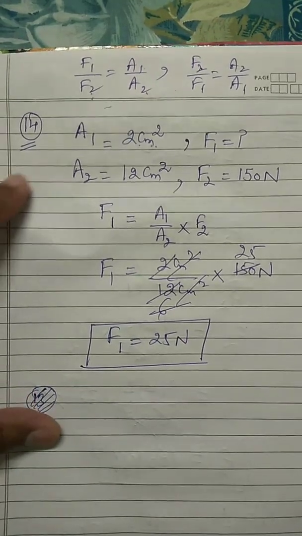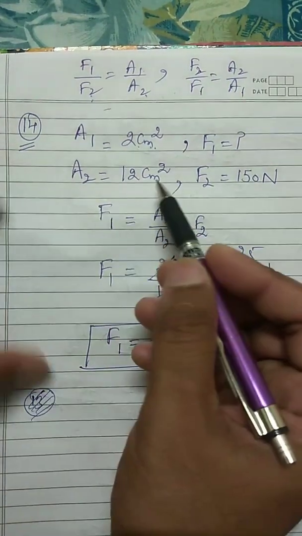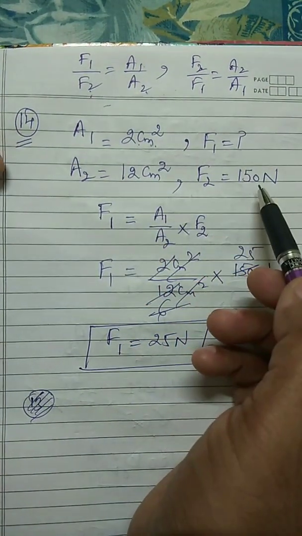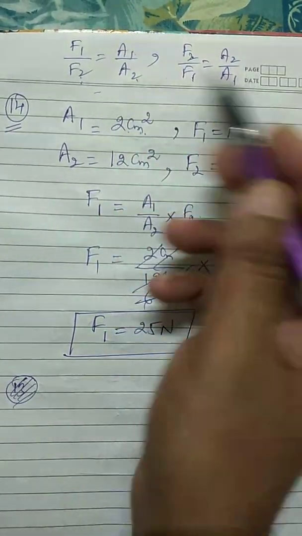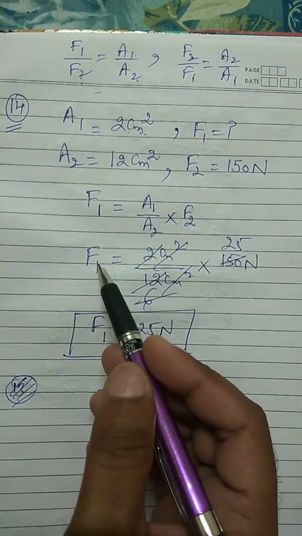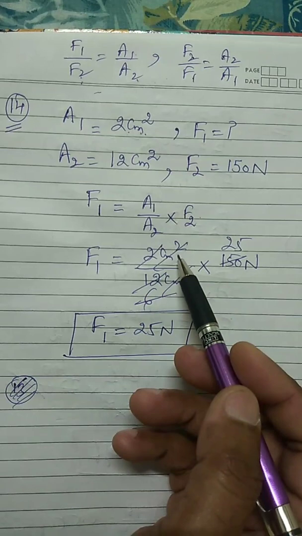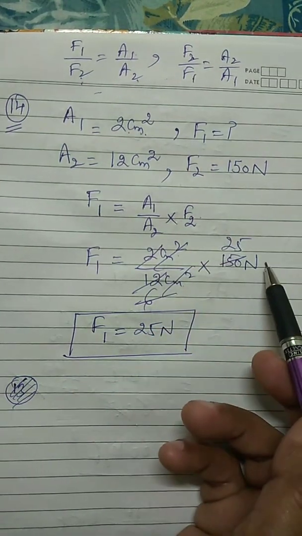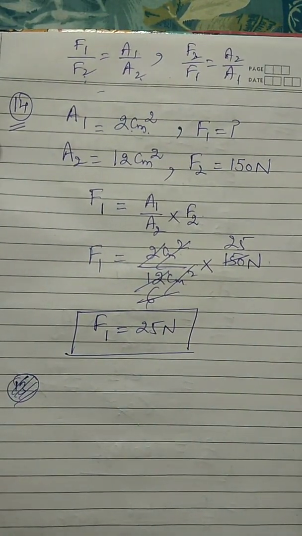Now the last numerical is 14. Area A1 is 2 centimeter square, A2 is 12 centimeter square. F1 we are interested in finding and F2 is given. So F1 is equal to A1 upon A2 into F2. From this formula you can get the required value. By substituting, A1 is 2 centimeter square, A2 is 12 centimeter square, and F2 is 150 Newton. By solving you will get F1 equal to 25 Newton.